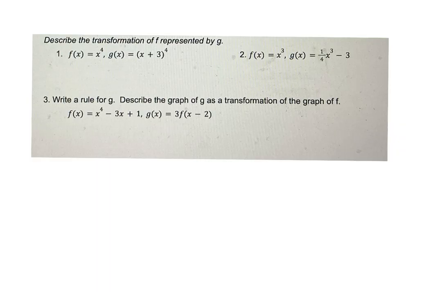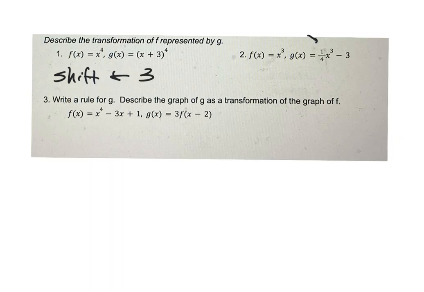Okay, the first two just say describe the transformation represented by G. It didn't even ask you to graph. The +3 is inside, so I'm saying that's a shift to the left by 3. Remember, opposite of what you think inside. Second one's got a couple things.